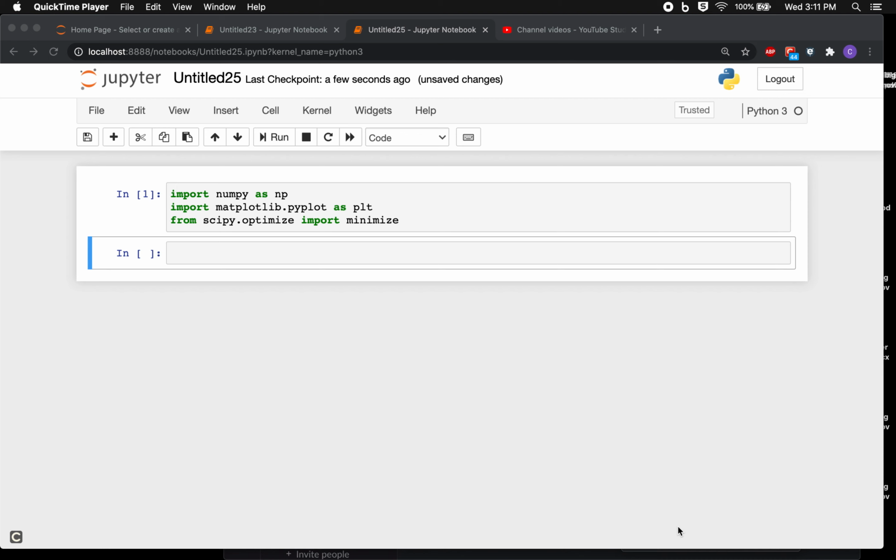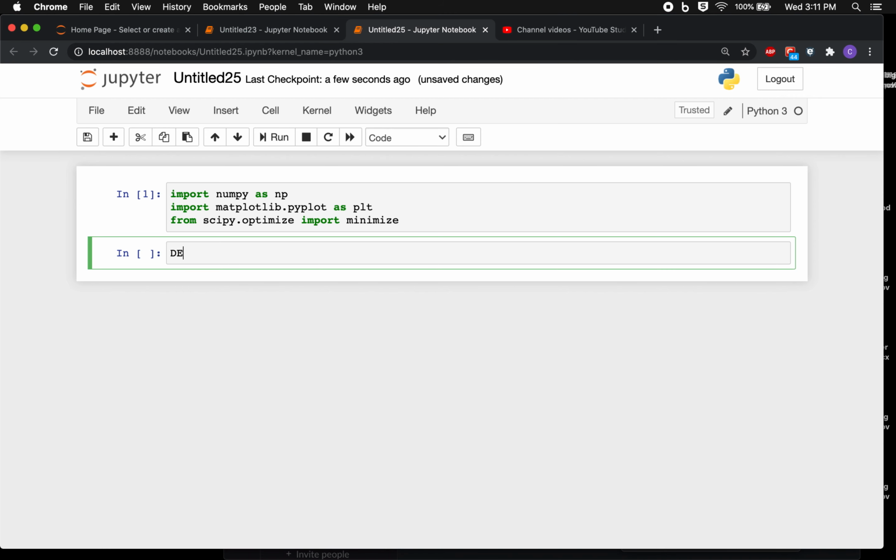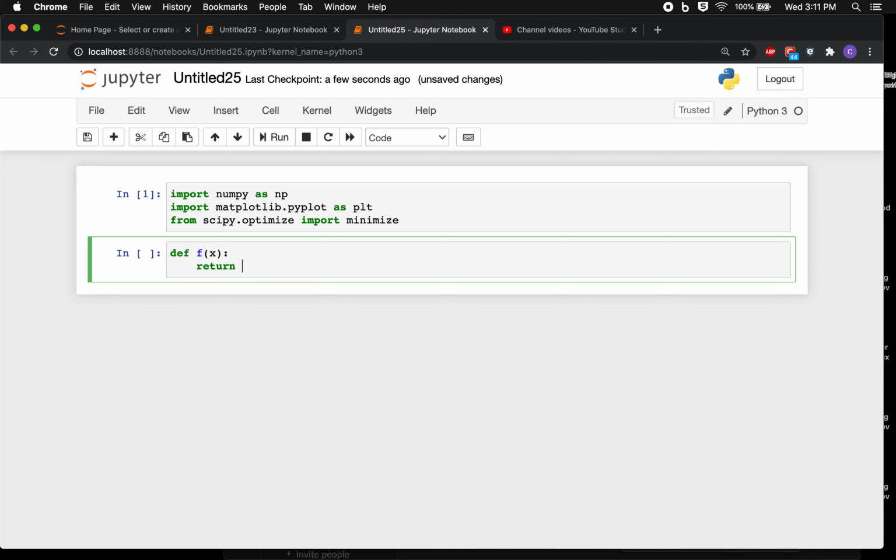So in this video, I'm going to talk about two aspects of optimization. Let me start with maximization. Imagine we have a function. Let's do a simple one. Define f of x, and we want to maximize 1 minus x squared.